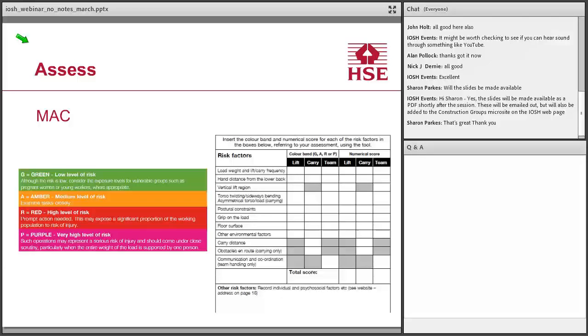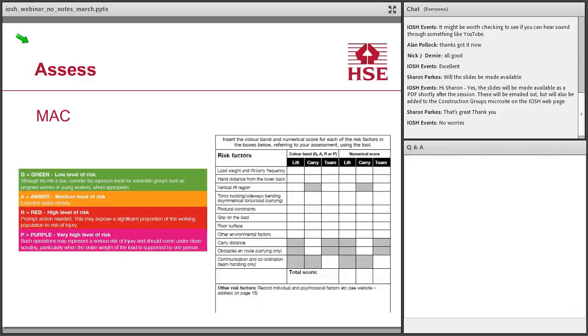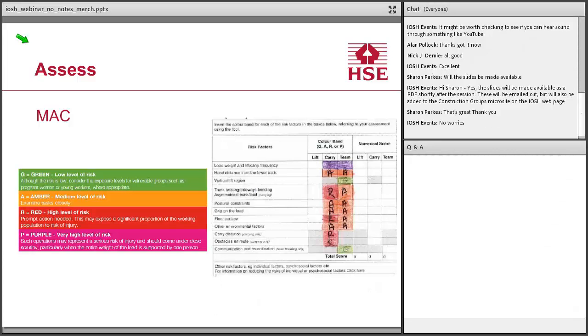So we can use the MAC tool to start identifying which parts of the whole task cause the problem. In good Blue Peter terms, these are the ones I prepared earlier. The weight of the windows is obviously high risk, or very high risk, and is in the purple. But the tool also identifies other areas, such as the carrying distance, the stairs, where they are high risk rather than very high risk.